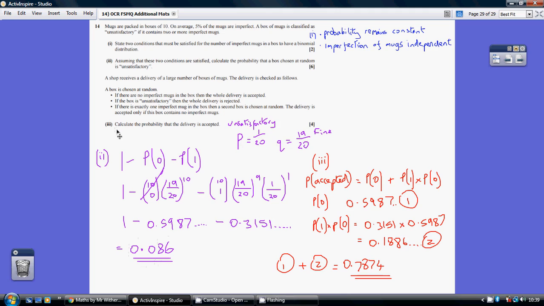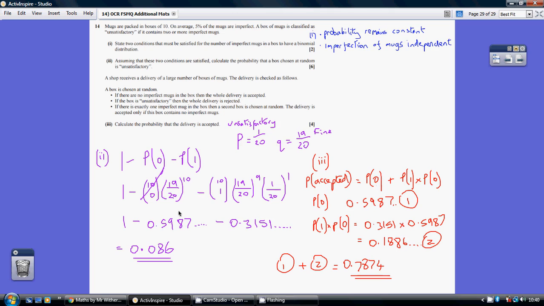Now part 3 is quite complicated, or it seems complicated, but when you actually get down to it, it's not too bad. And we're going to accept it if 2 things happen. Either we have no imperfect mugs, so that's our 0.5987, or there is 1 imperfect mug, and then when we have another go, we get no imperfect mugs.